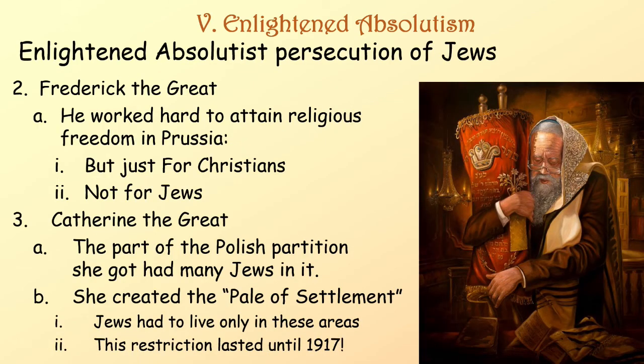Frederick the Great, he worked hard to attain religious freedom in Prussia, but just for Christians, not for Jews. Catherine the Great, the part of the Polish partition that she got had many Jews in it, so she created what was called the Pale of Settlement. Jews had to live only in these areas, and this restriction lasted until 1917.